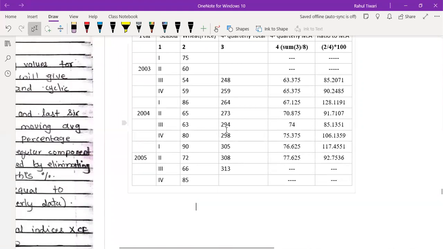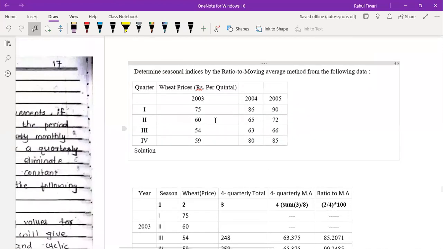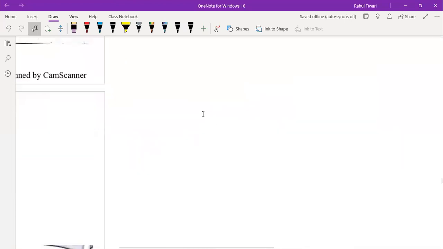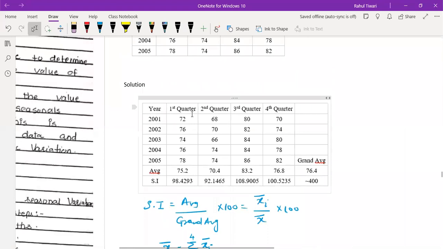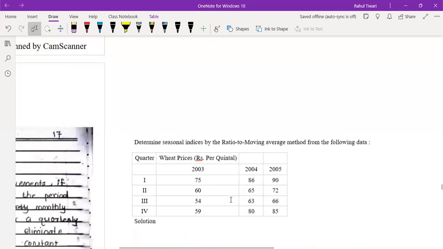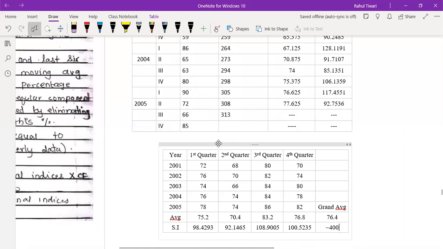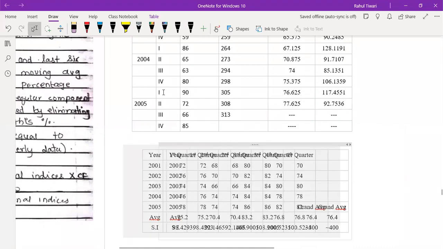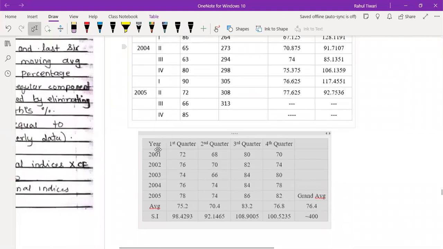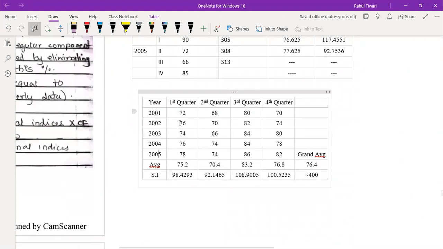So after this, we have to write down this last column into our original form of table. This is your original form, quarter wise, right? So I have to write the table in this form. I will simply copy this table and write it down here, with a little bit of changing. It started from 2003, so it will be 3 to 5. I will just remove these two columns.